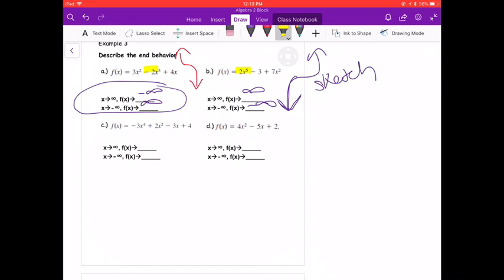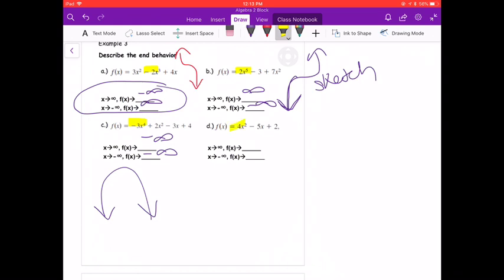Here, the highest degree is x to the 4th, and it's a negative coefficient. So that's going to look like this. This is my sketch. It's even and negative. So it goes both the same way and it opens down. So they're both, from the left and from the right, they're both approaching negative infinity.